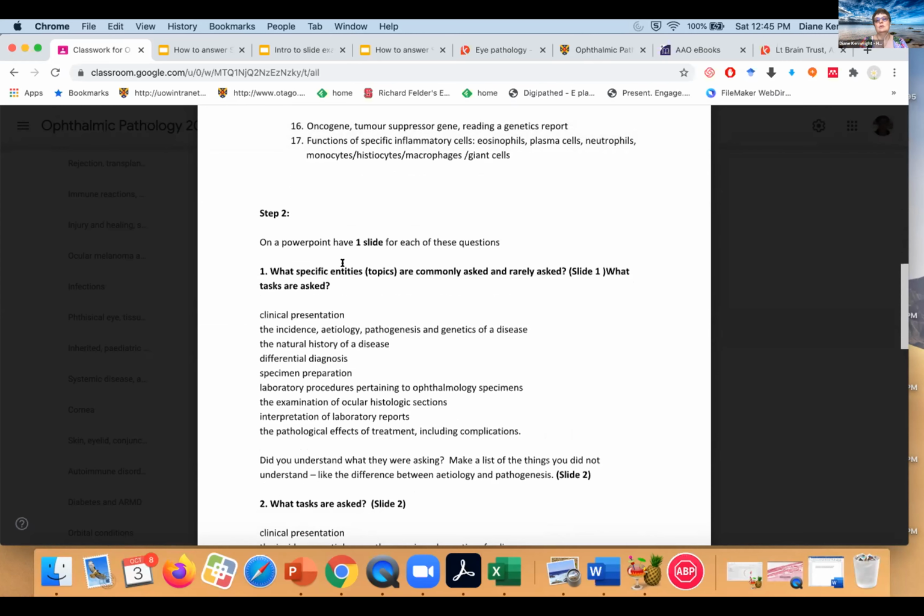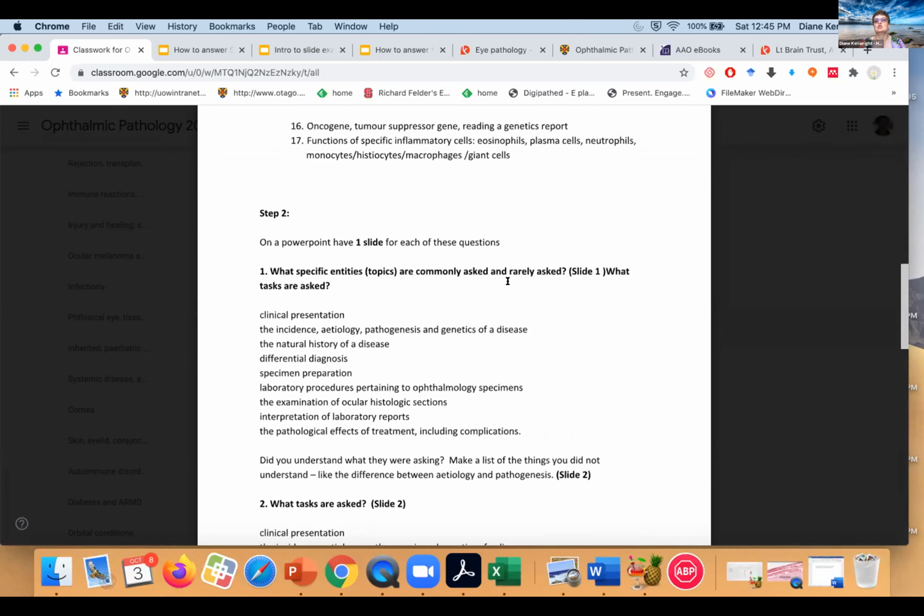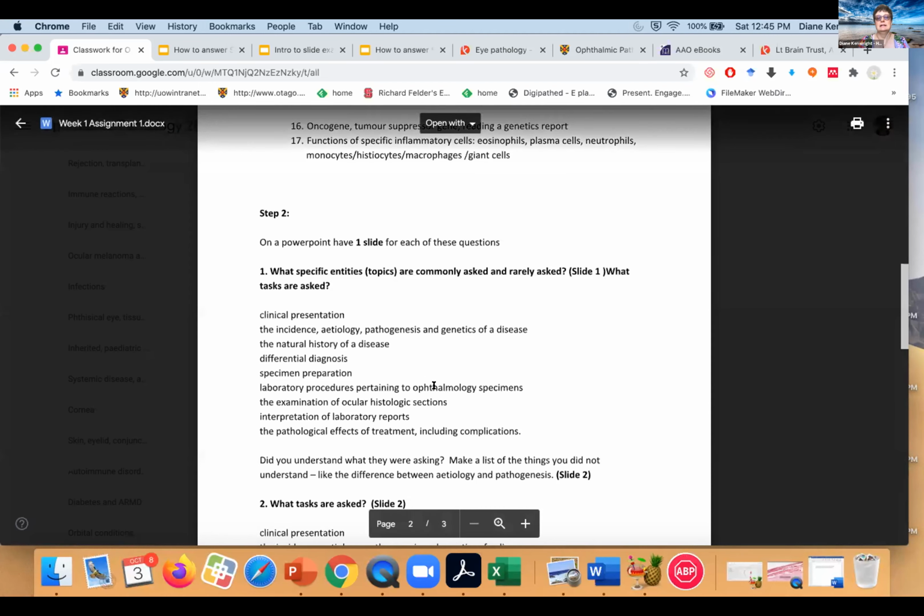And on slide 1, what are the topics commonly asked, and what are the tasks? That's actually slide 2. So for example, in the eyelid, what are the topics commonly asked? It might be like BCC, SCC, chalazion. What else is asked in the lid? Melanoma, nevus, okay?